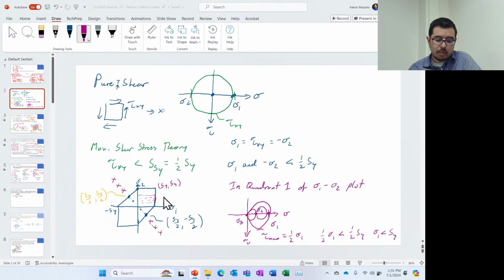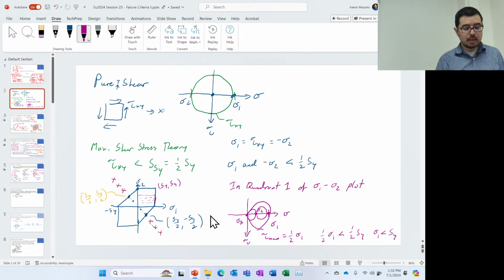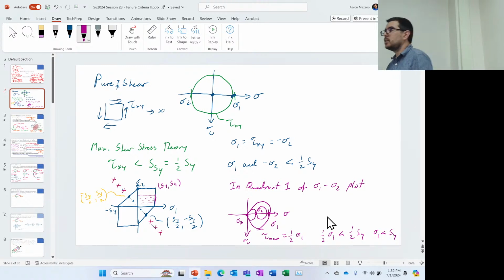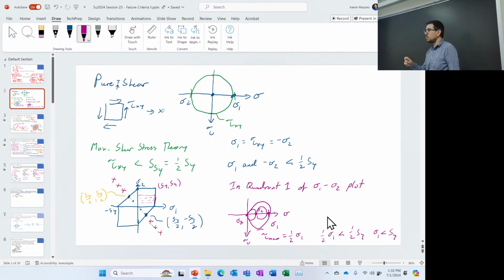But once sigma 1 or sigma 2 become greater than sy, then half of sigma 1 or half of sigma 2 is going to be greater than half of sy, or the shear strength of the material. Questions on this? I wanted to cover this because we went through maximum shear stress theory really fast last time, and to understand what we're going to do today, it's appropriate to spend a little time on this.